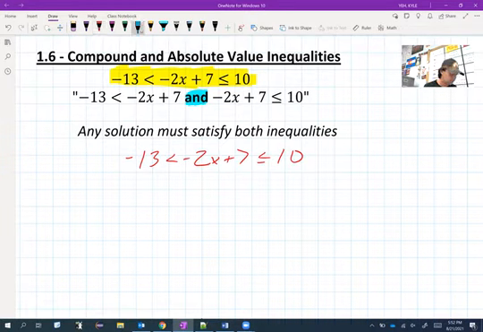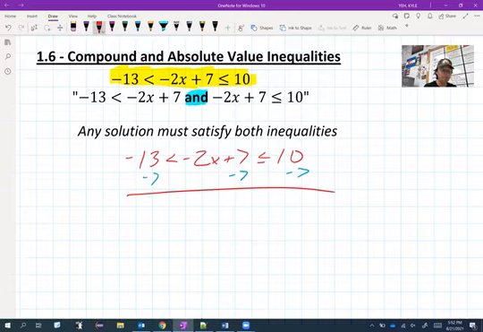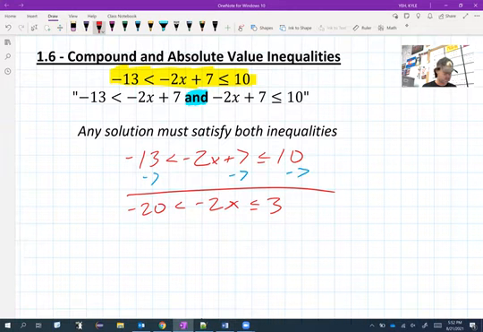So, for example, I want to get x alone, so maybe I subtract 7. And I need to subtract 7 on all three parts here. So negative 13 minus 7 is negative 20 is less than negative 2x is less than or equal to 10 minus 7, which is 3. Great, so here we are.